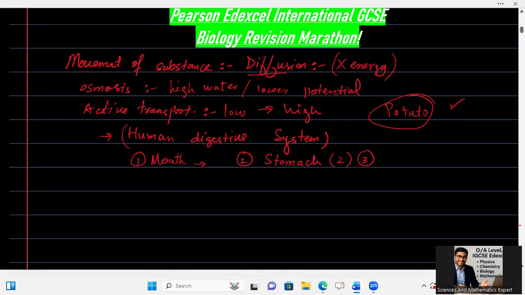For number three, I will say the small intestine, where most of the digestion and absorption happens. It has two main parts: A is the duodenum, and B is the ileum.